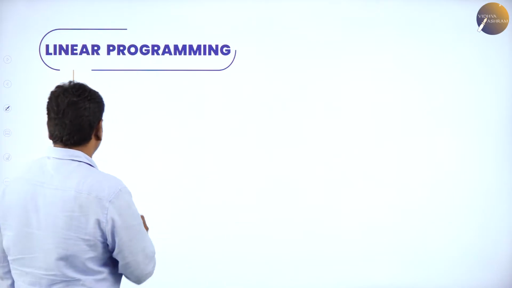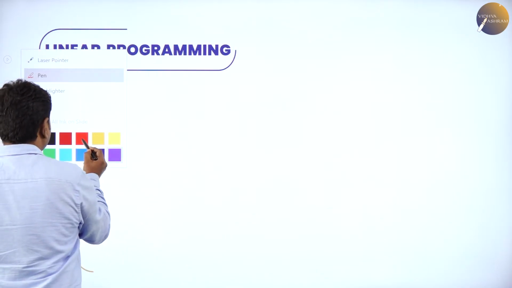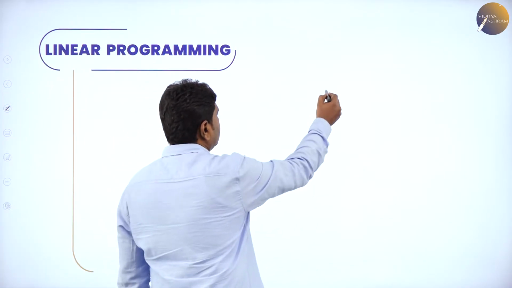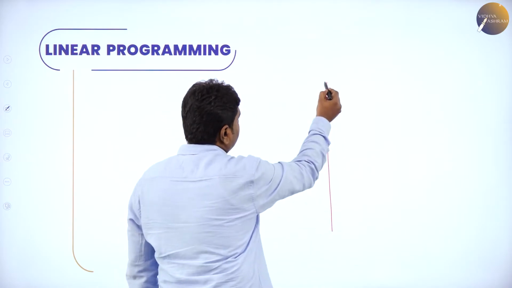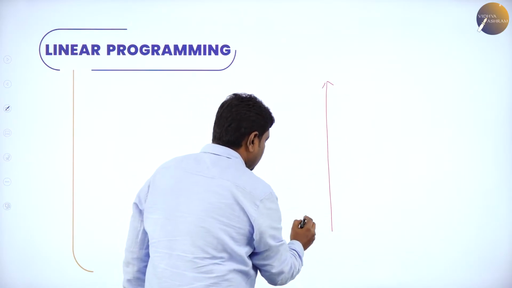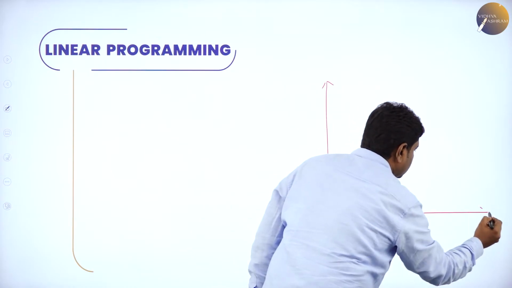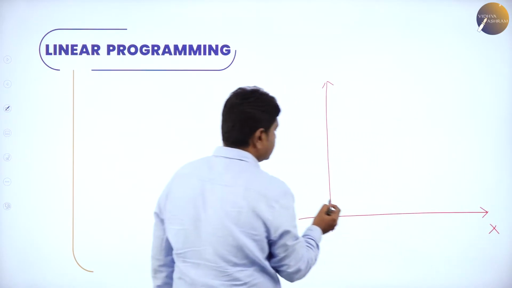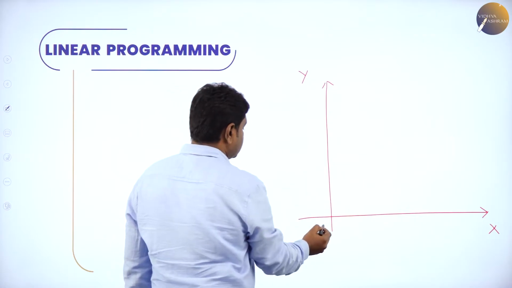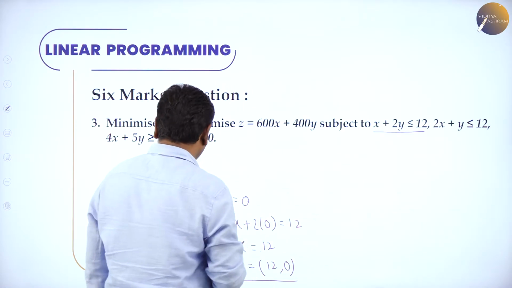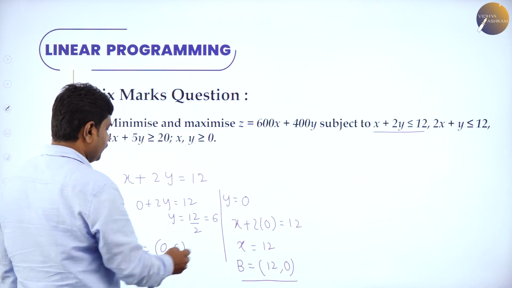So we'll plot the graph. To draw any graph, we need what? The y-axis and x-axis. And the graph lies in the first quadrant. So this is the x-axis and this is the y-axis, this is the origin, all of you know. And the points we have are 0, 6 and 12, 0.